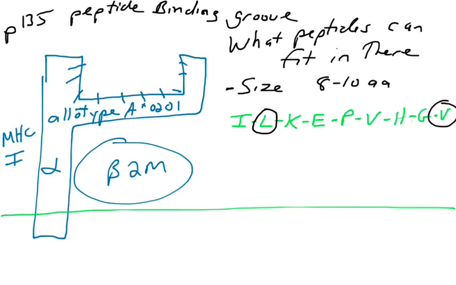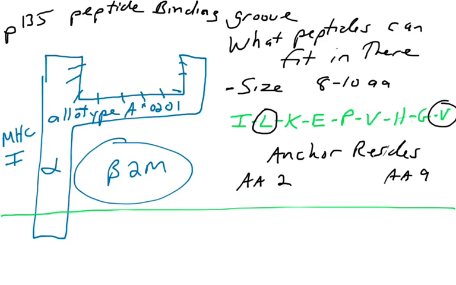And so we're going to talk about anchor residues. So typically at amino acids 2 and 9, that's where the major contact is between the MHC alpha chain and the peptide. So there are specific amino acids in the MHC molecule that interact with anchor residues in the peptide. And typically the anchor residues reside at amino acids 2 and amino acid 9. So that means allotype A0201 can primarily bind only peptides that have a leucine at amino acid 2 and a valine at amino acid 9.